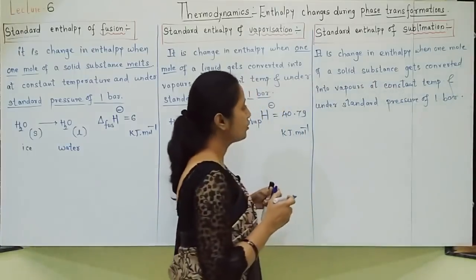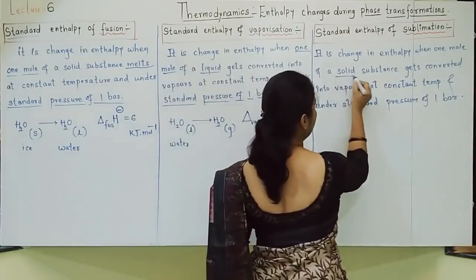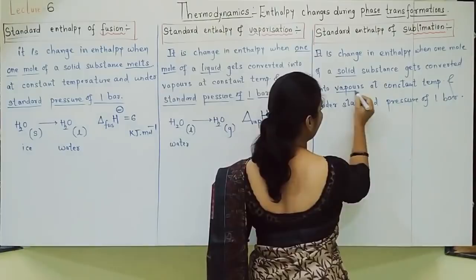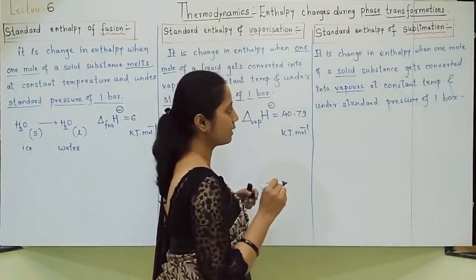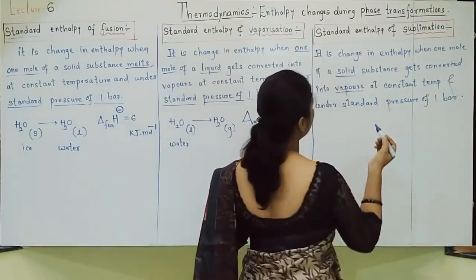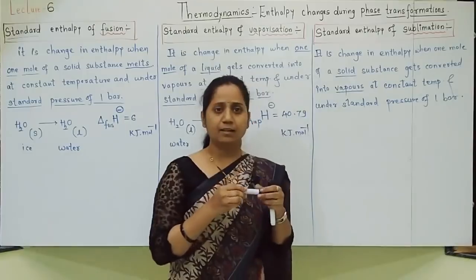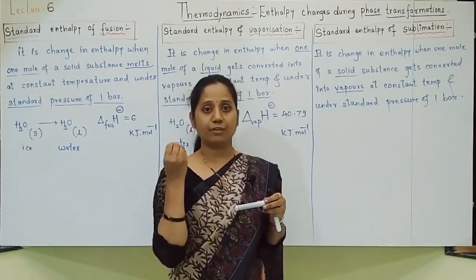So it is the change in enthalpy when 1 mole of a solid is getting converted directly to vapors without liquid, that is called sublimation. Of course at constant temperature and under standard pressure of 1 bar. Let us take an example. Solid directly getting converted to vapors. Example we can take of dry ice.